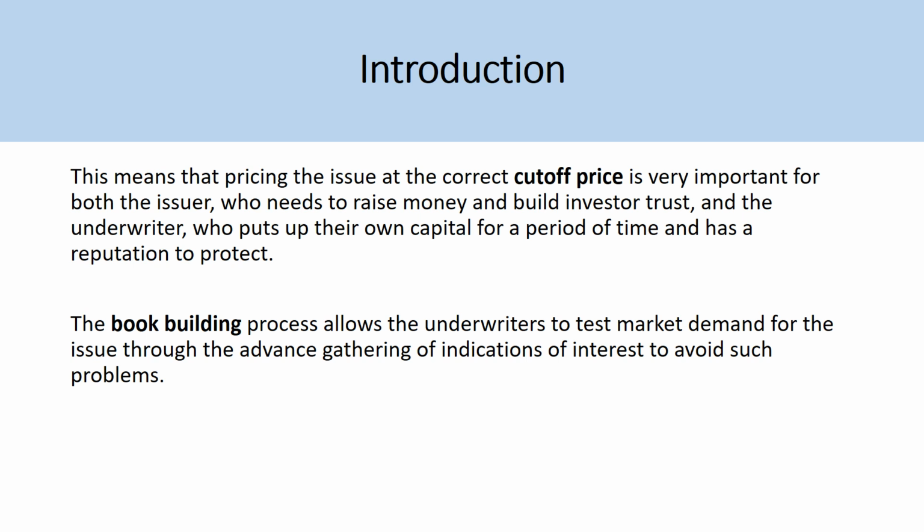Because in an IPO market, part of that reputation involves showing the client, hey, we've done X amount of IPOs, all of them have been successful, we've been very accurate on projecting the right price, the correct price, so we haven't overpriced or we haven't underpriced it. And so that reputation is very important. So the book building process allows the underwriters to test this market demand for the issue through the advanced gathering of indications of interest to avoid such problems. So it's become very, very common in the current market because it helps accurately project the demand in the market by going to investors and getting their interest and really determining how interested they are at what price.